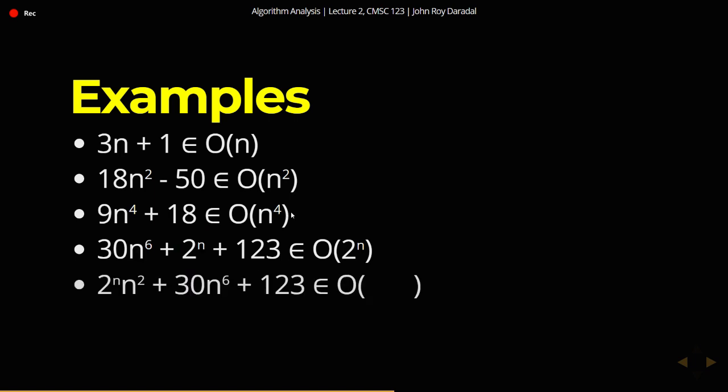Okay? How about this one? 2n squared plus 30n raised to 6 plus 123. This will be O of, well, it's not only 2n, but it's actually 2n squared. Because this one is different from just plain 2 raised to n. Okay, so it's 2n squared.